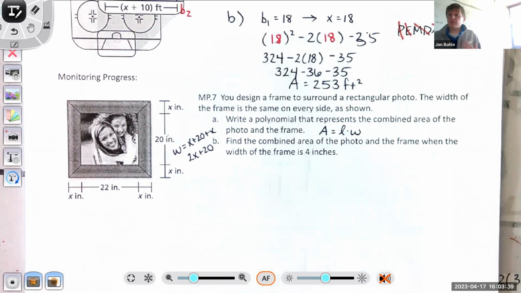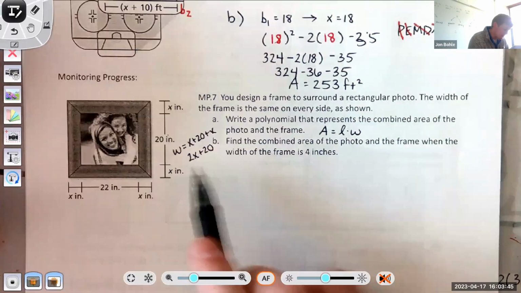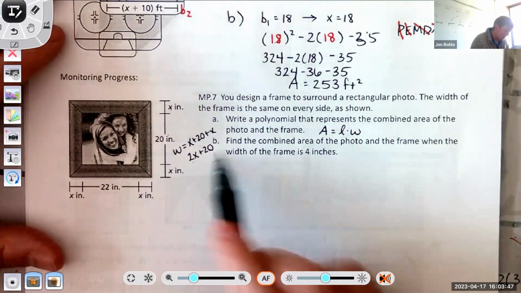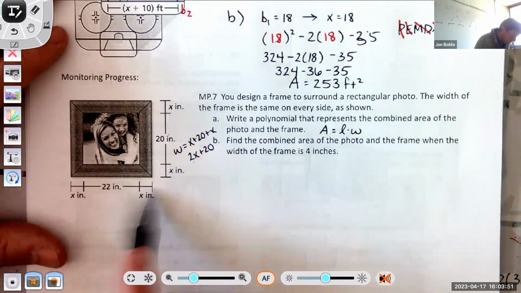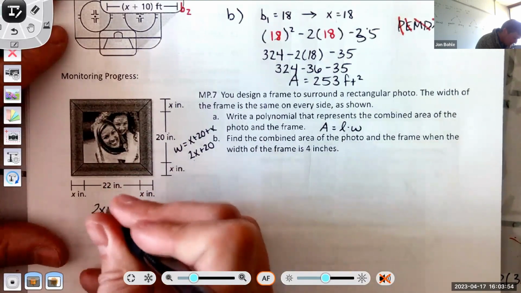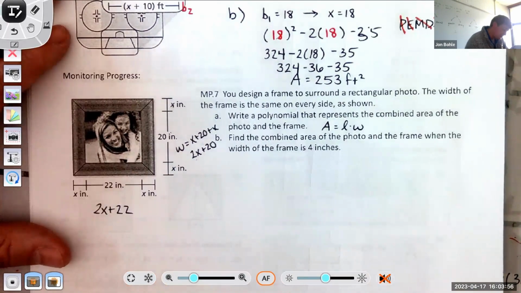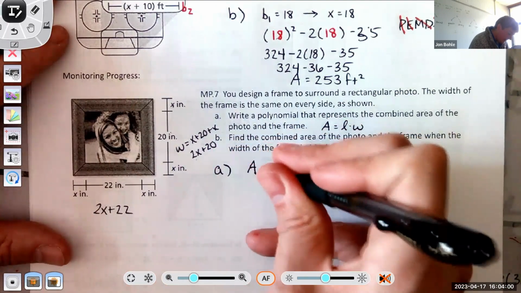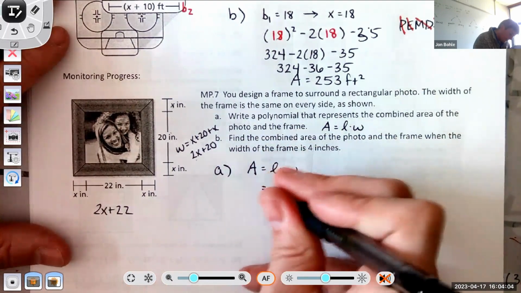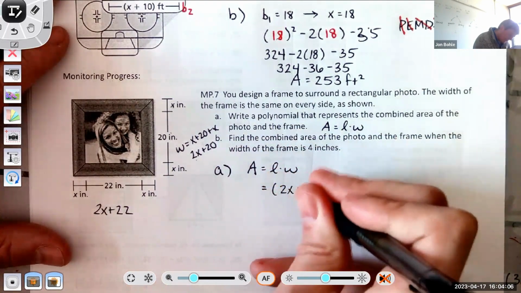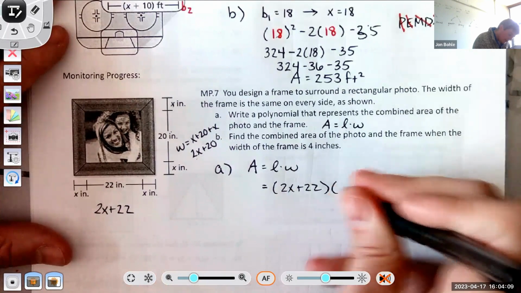So like I said, I'm assuming that you've already done the work, and you're just here to see how you did. So what we're going to do is we have already solidified that the width is going to be 2x plus 20 because you have 2 x's and then a length of 20. This one's the same thing. I have 2 x's and a length of 22. So this is going to be 2x plus 22. So part A says that my area is going to be length times width. Well, my length is going to be 2x plus 22. And my width is going to be 2x plus 20.